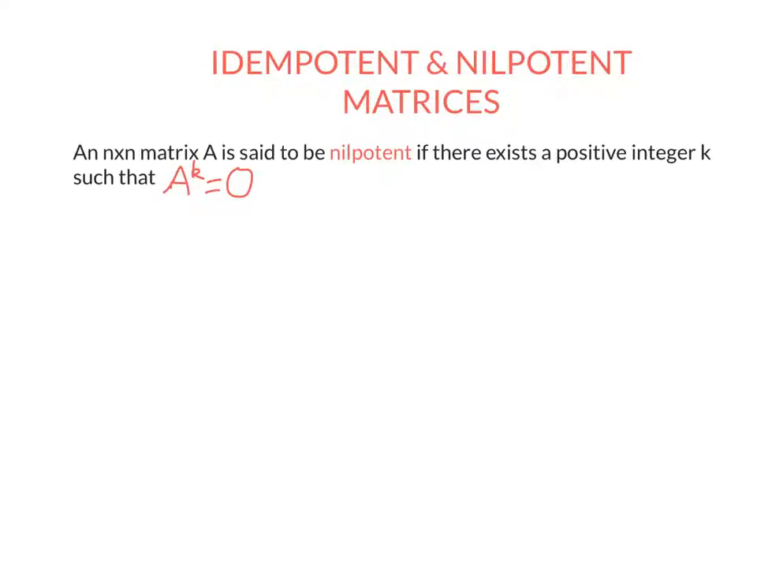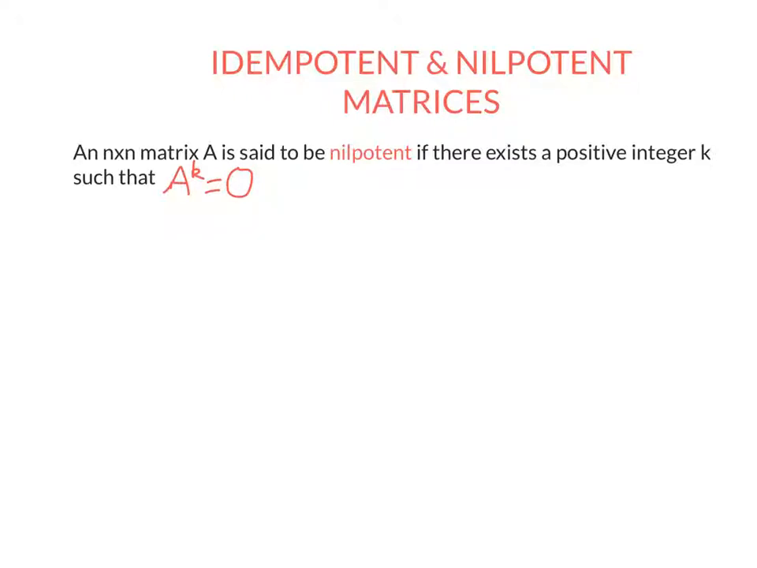An n by n matrix A is nilpotent if there exists a positive integer k such that A to the power of k equals 0. Of course, when I say 0 here, I mean the 0 matrix. So A necessarily needs to be square because we're talking about raising a matrix to a power, and you can only raise square matrices to a power.